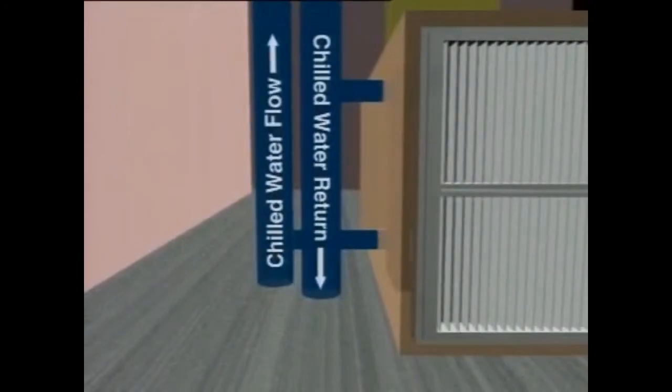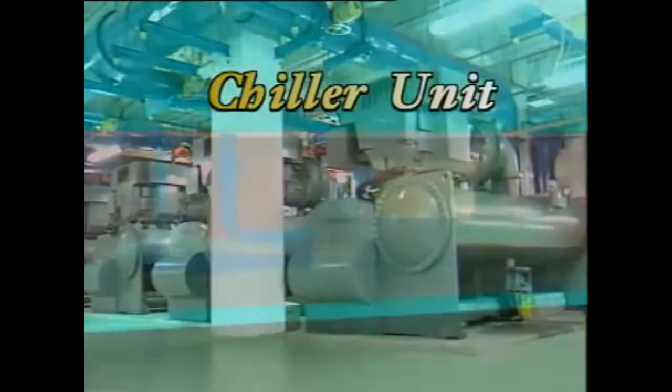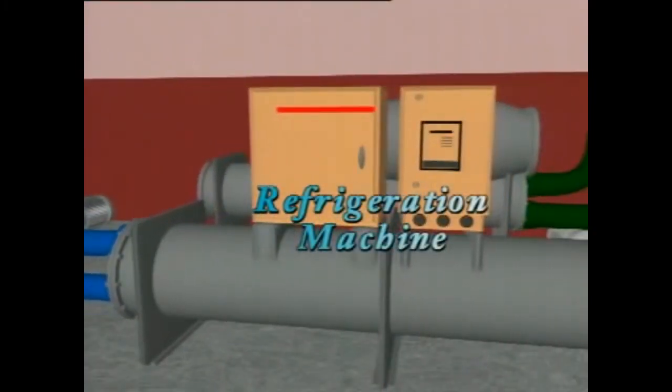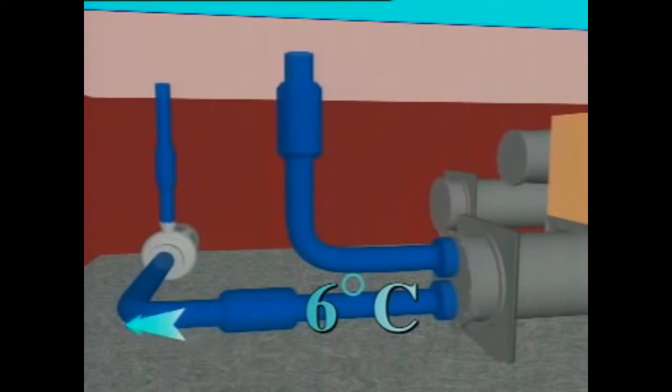The 12 degrees Celsius chilled water after leaving the cooling coil is returned to the chiller at the central plant room. At the chiller, the chilled water enters into the evaporator section. After transferring heat to the refrigerant in the refrigeration circuit, it leaves at around 6 degrees Celsius and flows to the cooling coils of the system, and the cycle repeats.